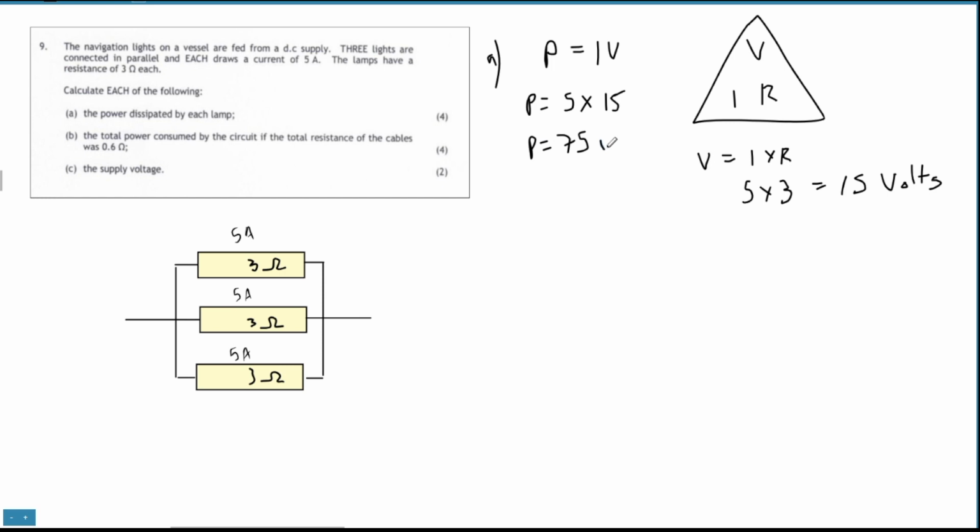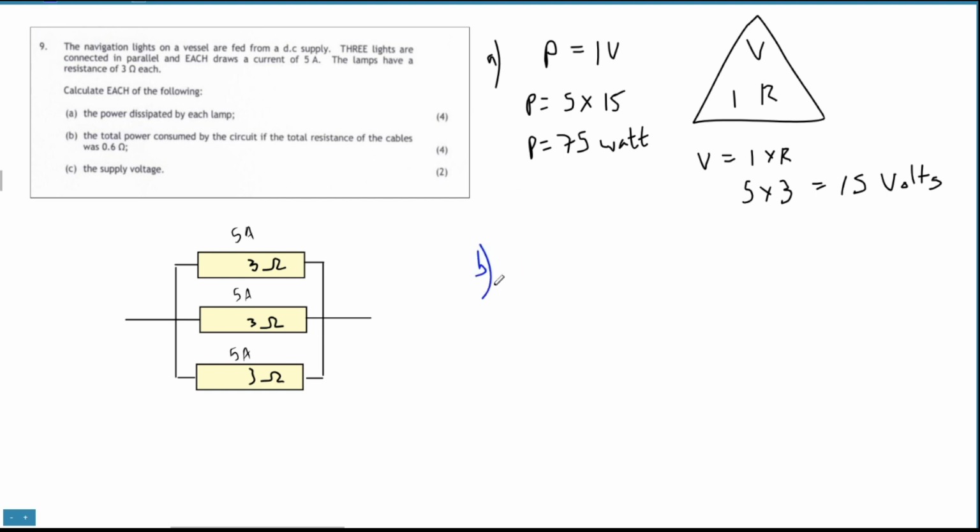And because we talk about power, that must be in watts. Think about your light bulbs. They come in watts. All right. Cool. So that's the power dissipated by each lamp. Now the total power consumed by the circuit, if the total resistance of the cables is 0.6 ohms. This looks like a lot more work.